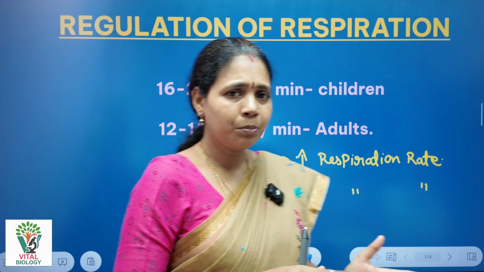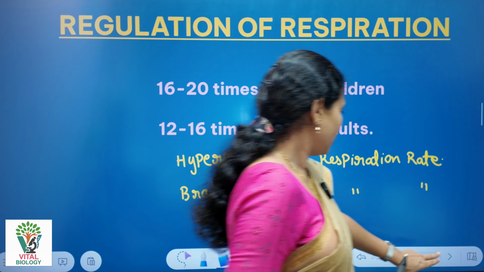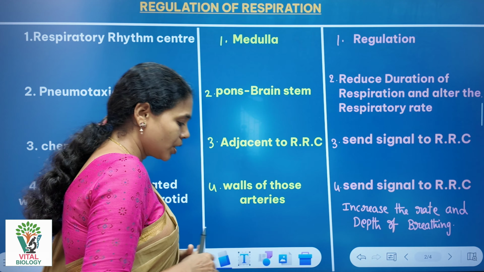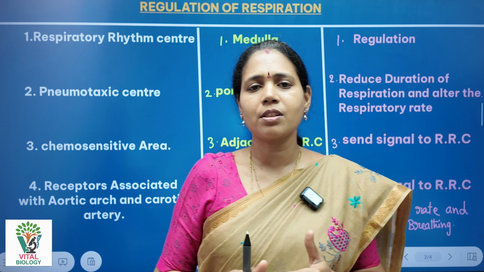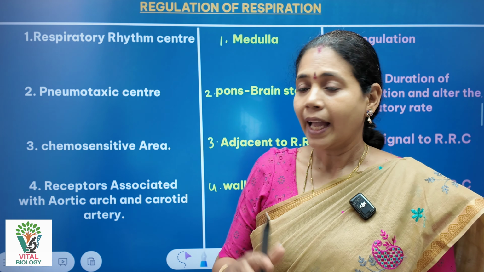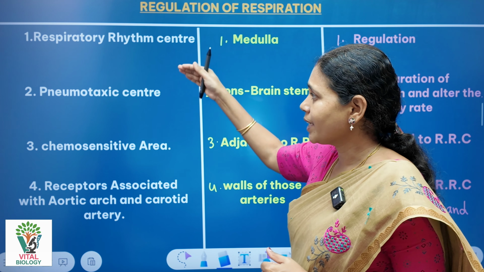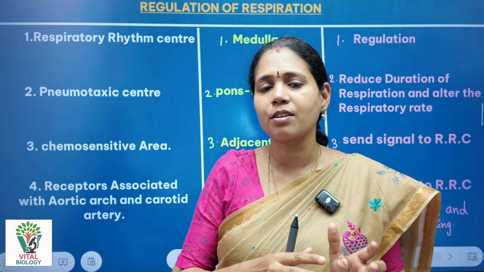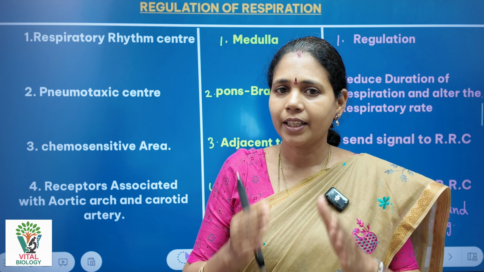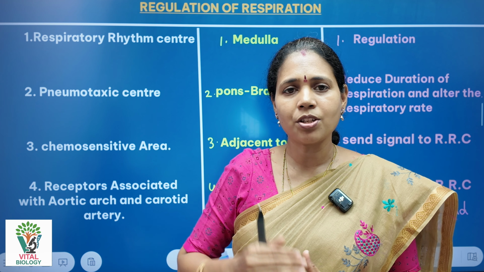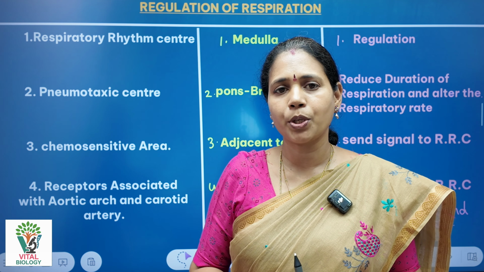Now, how does this type of adjustment actually occur? Who regulates this: when to increase, when to decrease the respiration rate, and when it should be normal? This entire process we will study under the heading of regulation of respiration. This regulation process is controlled by a neural system. In our brain, we have various respiratory regions or centers which can control the respiration process.